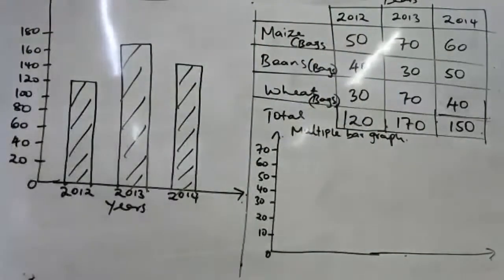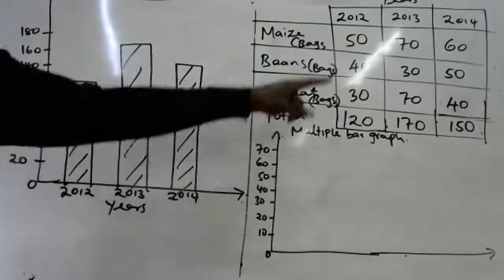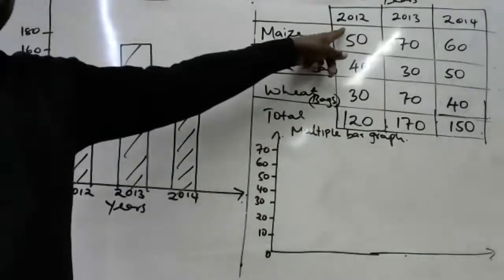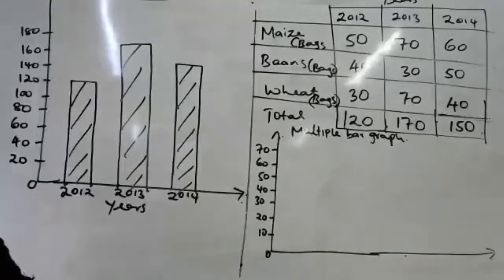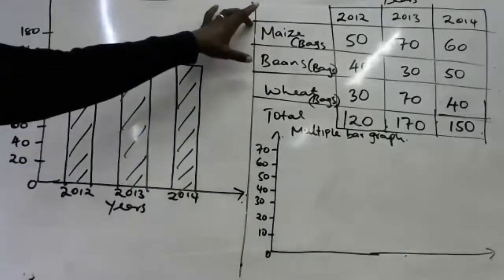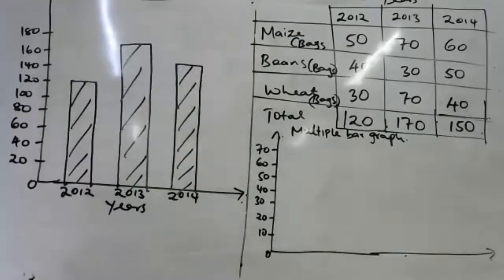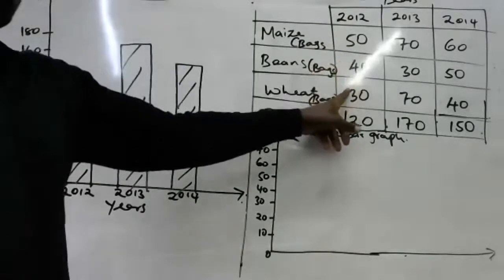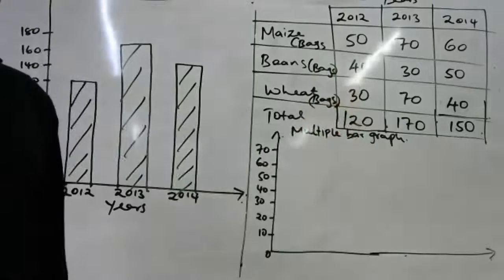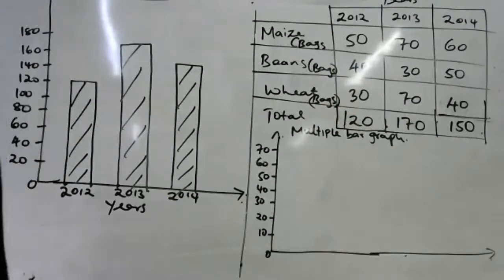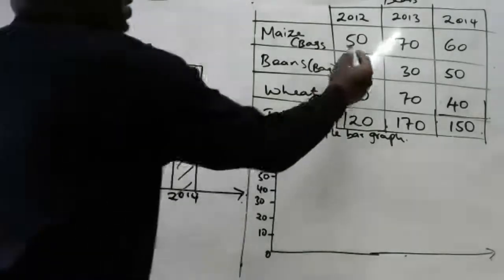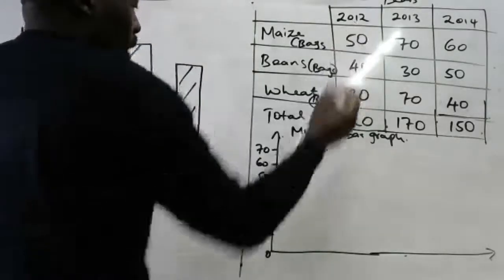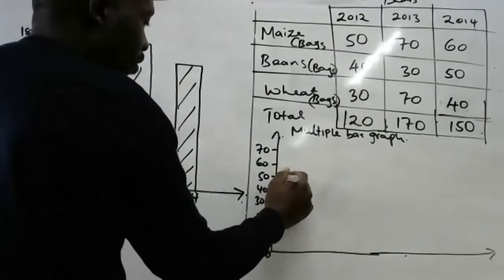What we normally do is this. For each and every year, remember that when we have 2012, we have got three types of crops: maize, beans, and wheat. So for the year 2012, each of these crops and their production are going to be represented on their own bars. For example, maize in 2012 is going to have a height of 50.